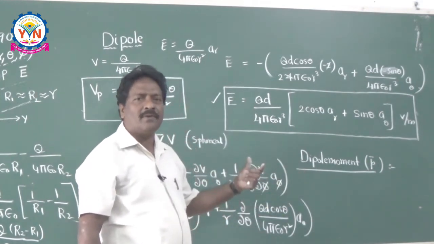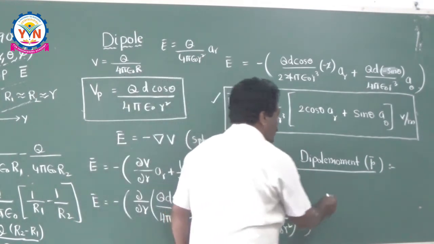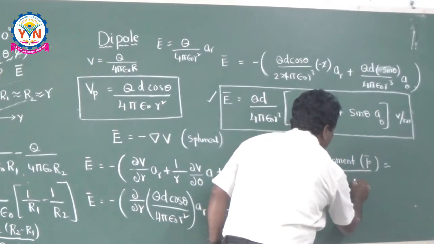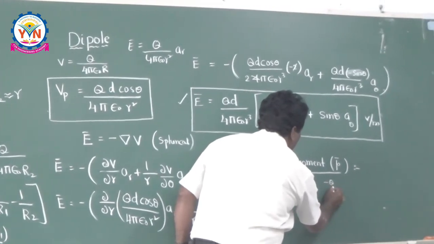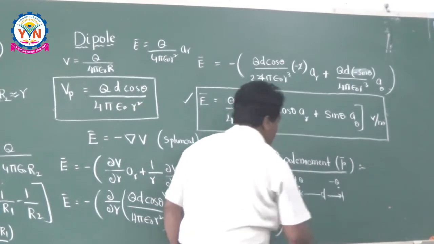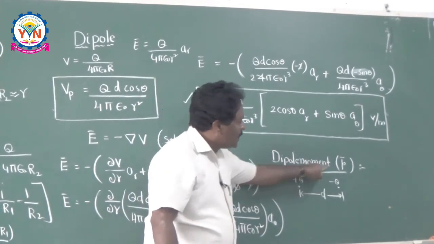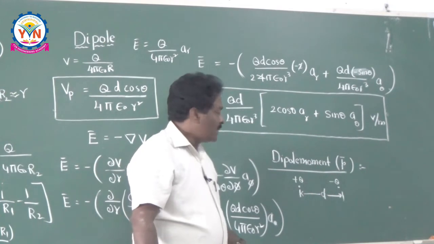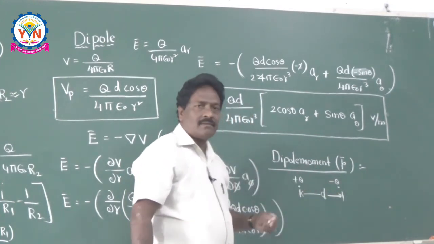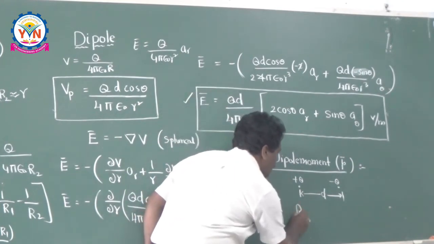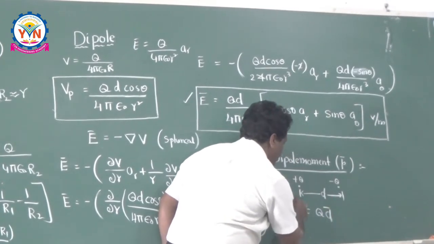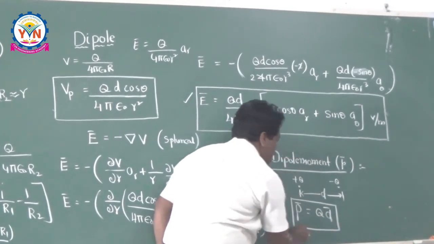Dipole moment is very simple, friends. If you take a dipole, one is plus charge plus Q, the other one is minus Q, separated by some distance d like this. This is nothing but a dipole. Just now I told you this. Dipole moment P bar is defined as the product of one of the charges and the distance between the charges. Therefore, small p bar is equal to Q into d bar. This is nothing but the definition of the dipole moment.